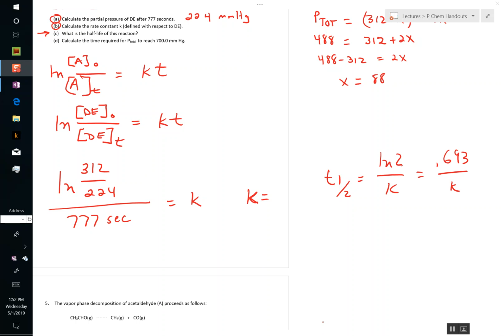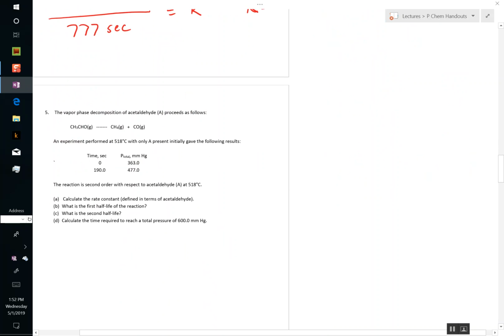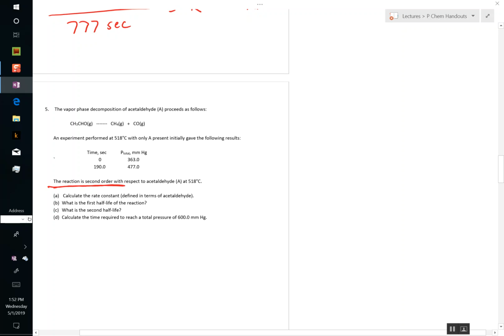What did you want to cut out of question A? Okay, well, let's see. And then calculate the time required for the total pressure to reach 700 millimeters of mercury. Well, you can work through that. You work through 4. 5 is very similar, except it's a different rate equation you're going to be using. It's a second order.